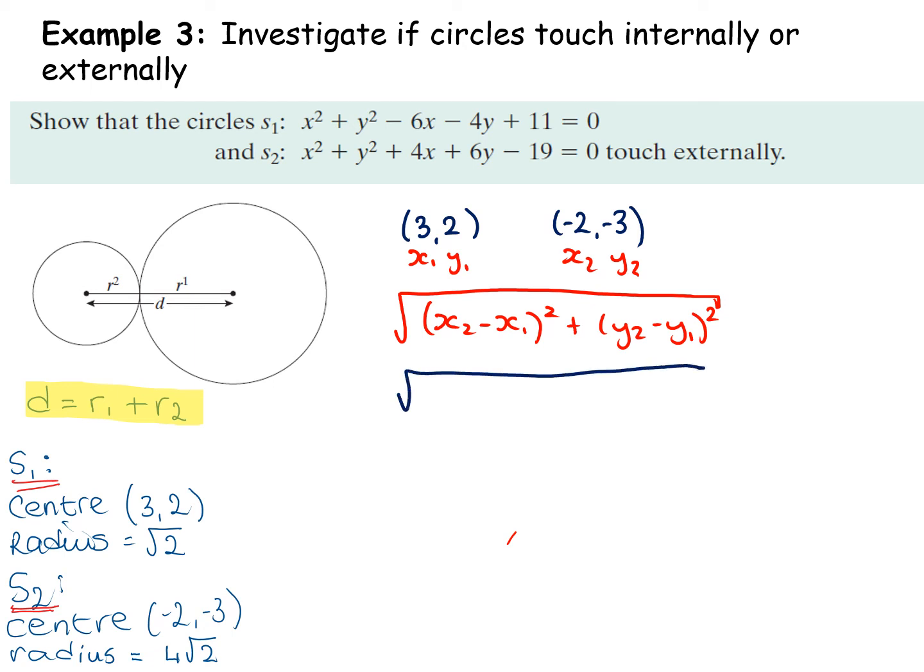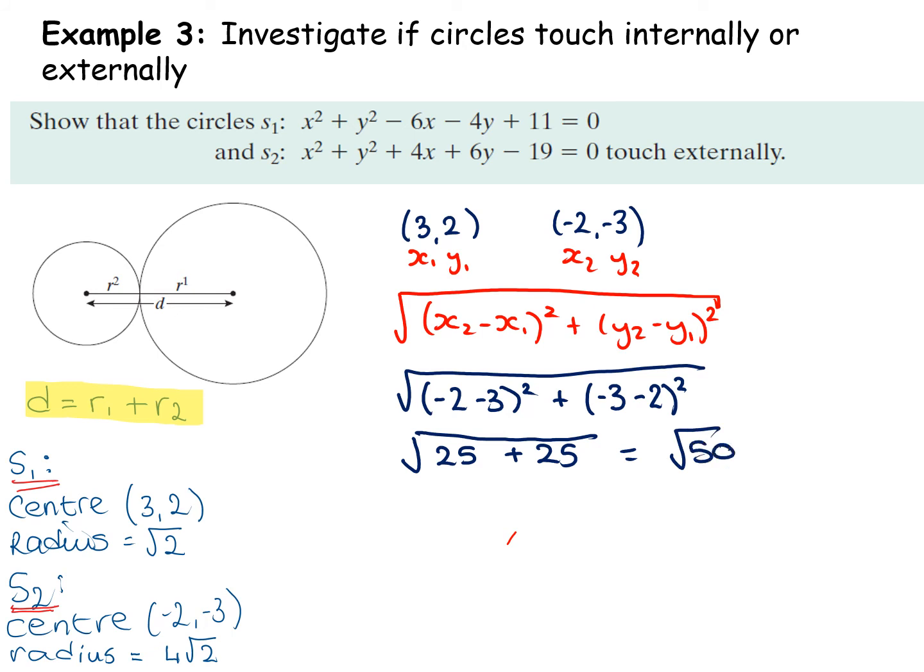So I have the square root of (-2 minus 3) squared plus (-3 minus 2) squared, which is (-5) squared plus (-5) squared, so I get 25 plus 25, which is the square root of 50. And simplifying that on our calculators, we get 5 root 2.